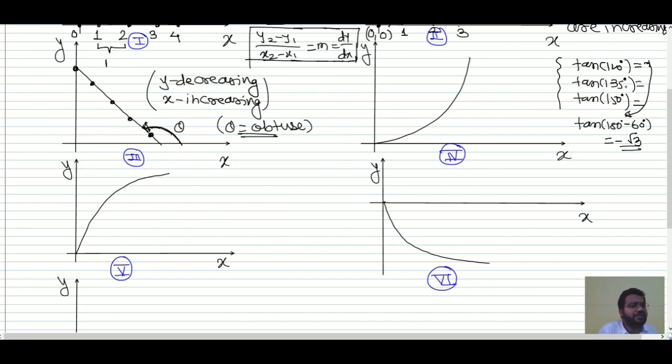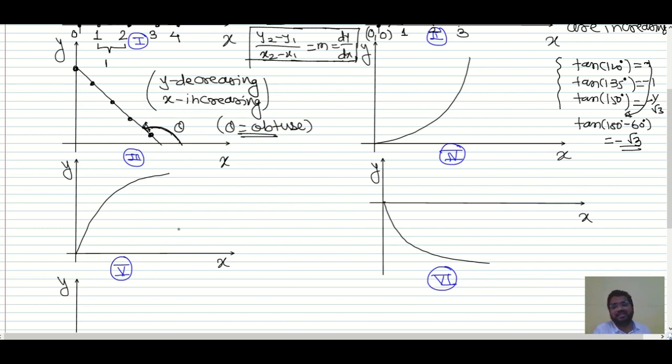Likewise, you can calculate tan 135, which is minus 1. For 150 we have minus 1 by root 3. So all the values will get the negative, right? That means that the slope, if you consider the obtuse angle, is negative. So I hope this is clear, right? The slope over here is negative.